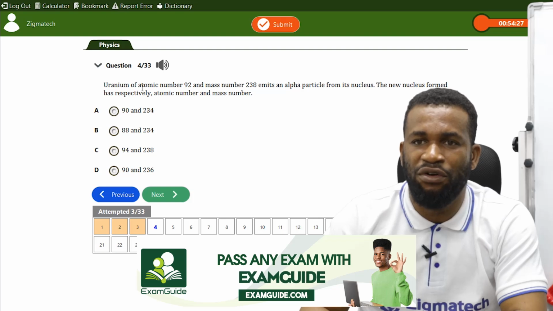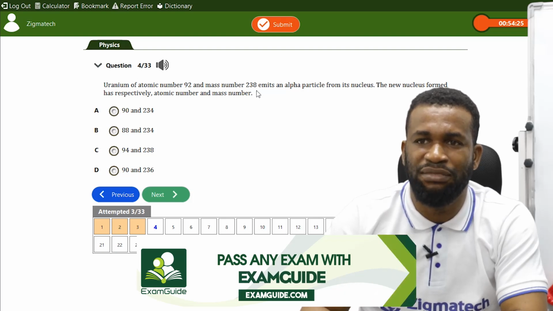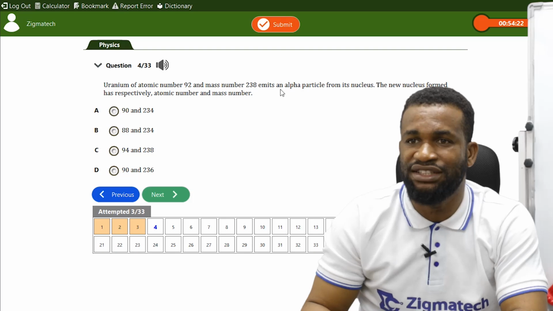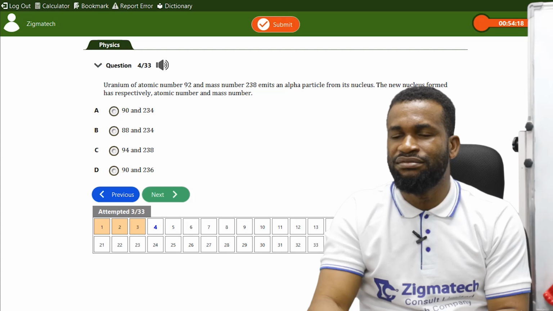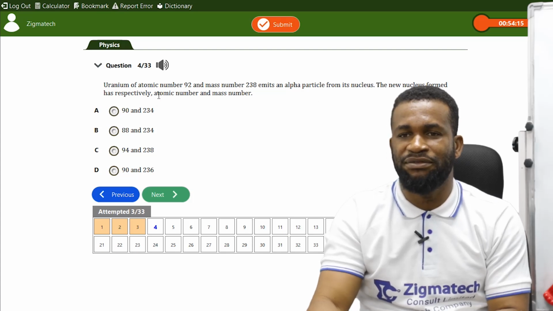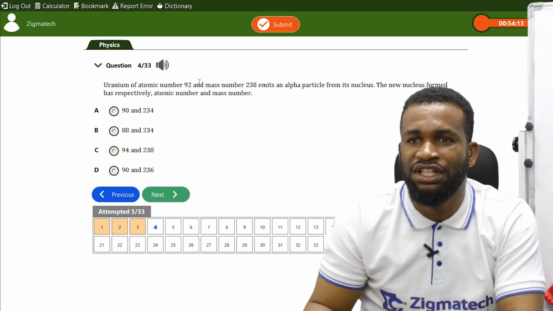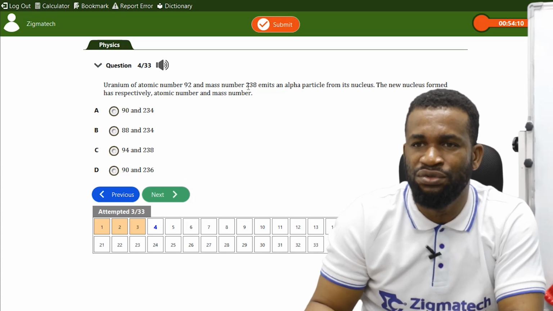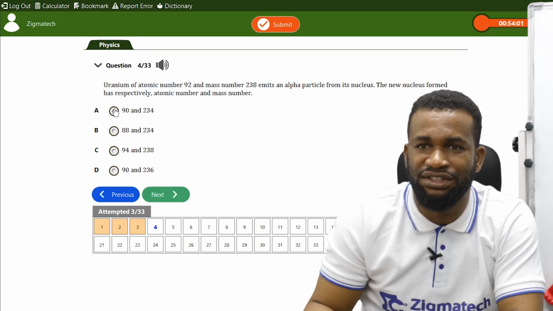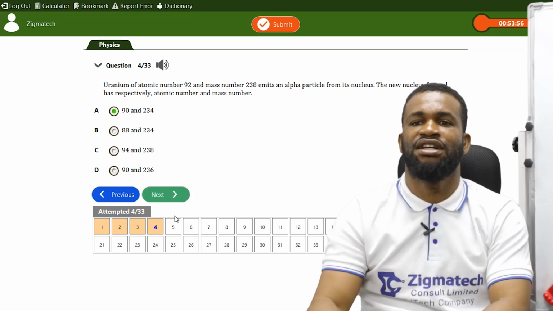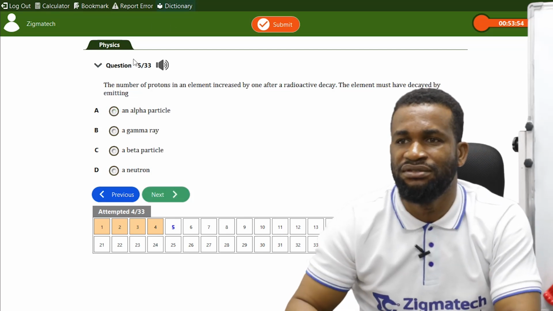Okay, uranium of atomic number 92 and mass number 238 emits an alpha particle from its nucleus. The new nucleus formed has, respectively, atomic number and mass number. So if this is 238, 234 should be left. Where is 234? Okay, yes, 234 is here. And it was 92 minus 2, which is going to be 90. So this is the correct option. 234 and 90. That's correct.